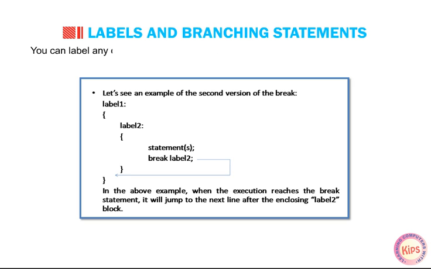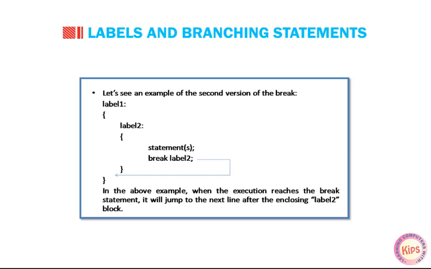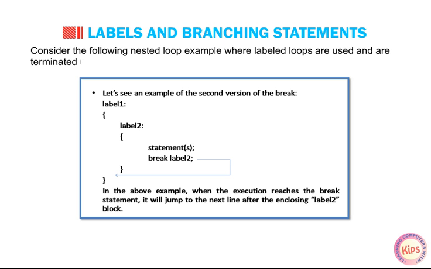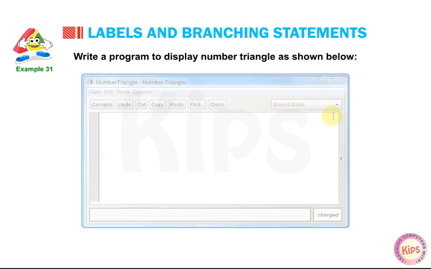You can label any of the loops or switches by using a label statement and the break label to come out of the statement. Consider the following nested loop example where labeled loops are used and are terminated using a break statement. Example, write a program to display the number triangle as shown below.